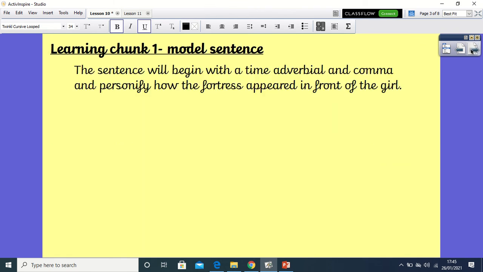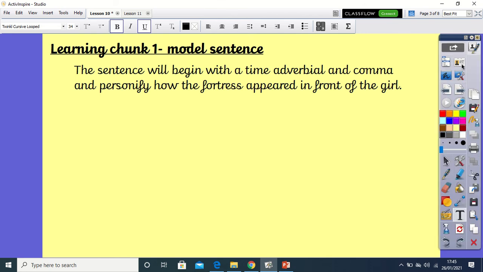Okay, let's have a little look at our sentence then. So as I said, you're going to be beginning your sentence with a time adverbial, so we're using that as a fronted adverbial and a comma, and we're going to personify how the fortress appeared in front of the girl. If you've decided to use the word fortress, you don't have to.